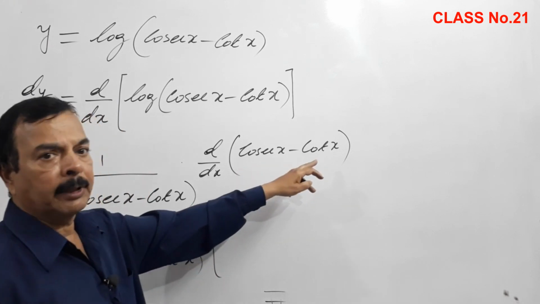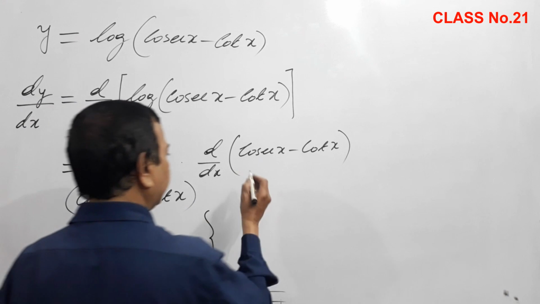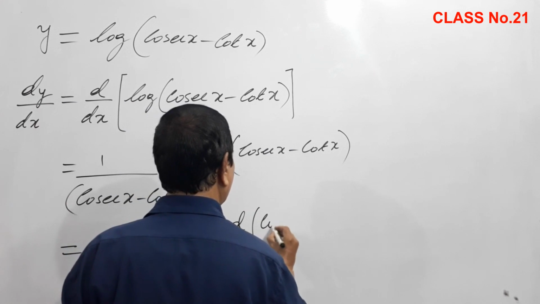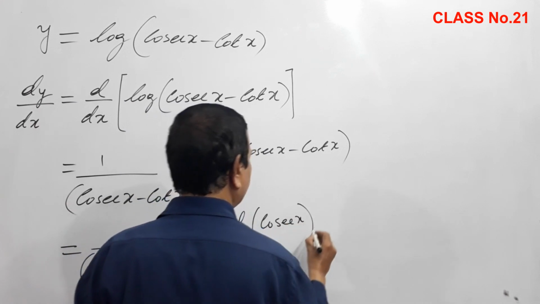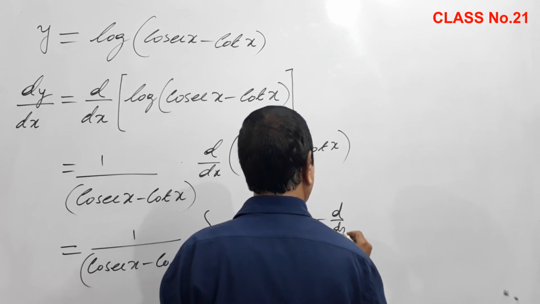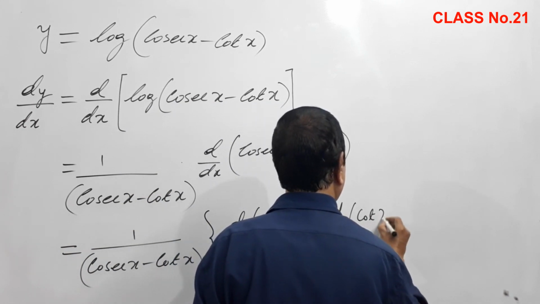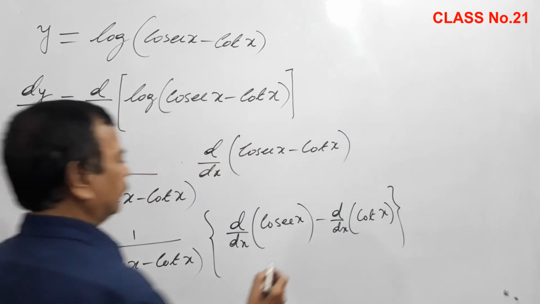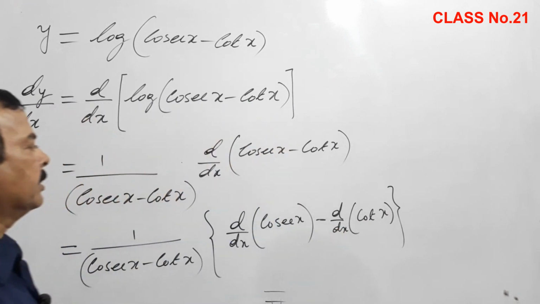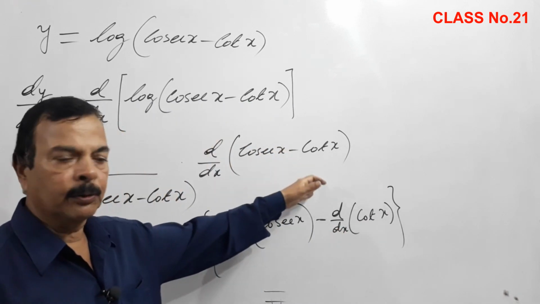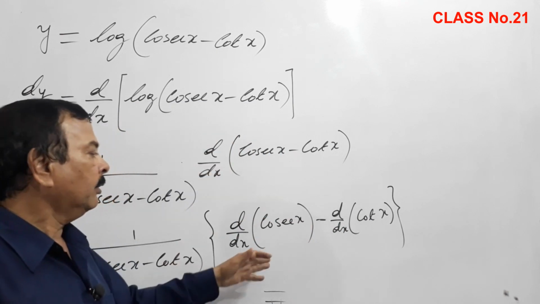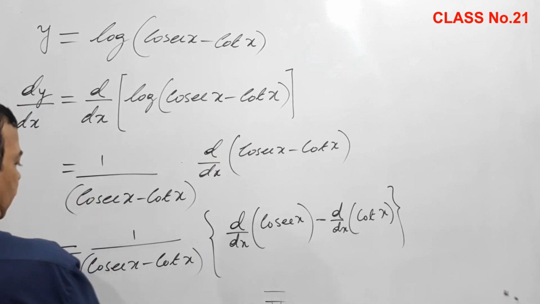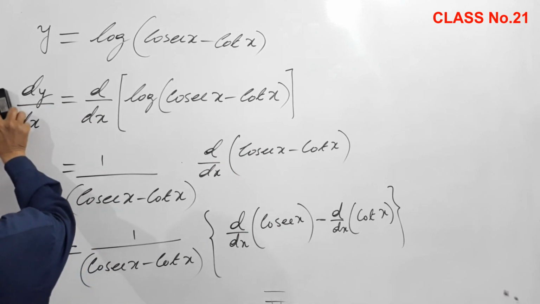D by dx is nothing but a difference rule. So you have to say, I'll do it separately. That is d by dx of cosecant x minus d by dx of cot x. Okay. This is a sum rule, that is difference rule, what I have taught you in the previous class. So let us differentiate now.